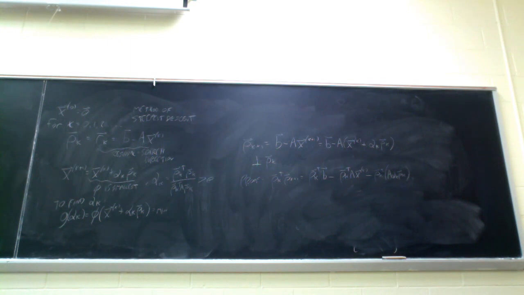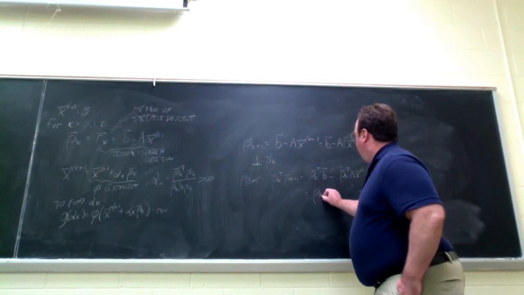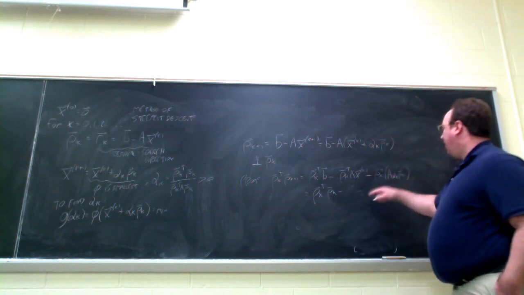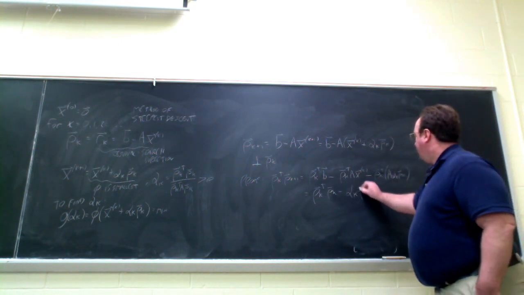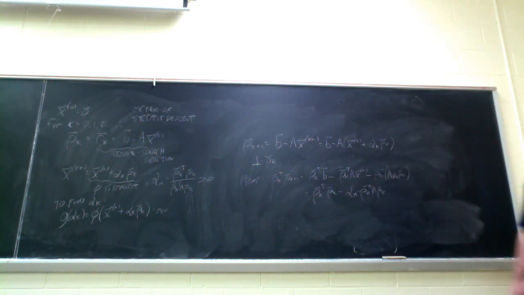Now, can any simplifying be done here before going any further? Factor out pk transpose. Right. Well, b minus A x is pk. So we get pk transpose pk from the first two terms, and then alpha k is a constant. We'll pull it out. Okay. And then what can we do?